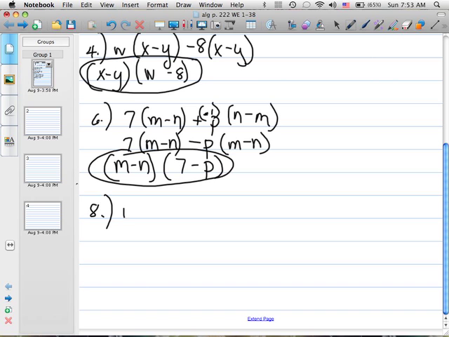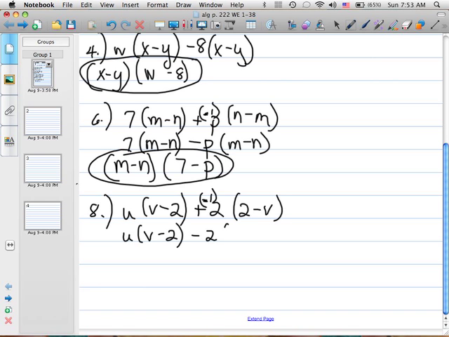Number 8, you have u times v minus 2 plus 2 times 2 minus v. Again, these two are different. Check the signs, v, negative 2, 2. So I can take out a negative 1. So I have u times v minus 2 times, and I'm going to rewrite this like the first one, v minus 2. So my common factor is v minus 2 times u minus 2.